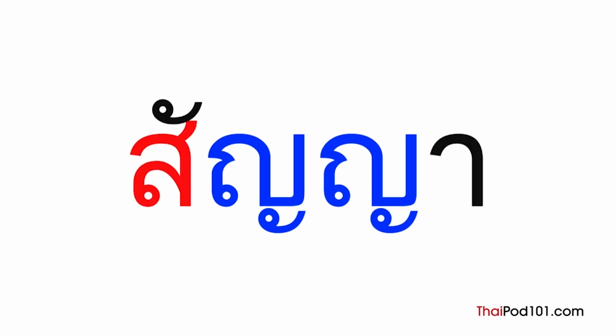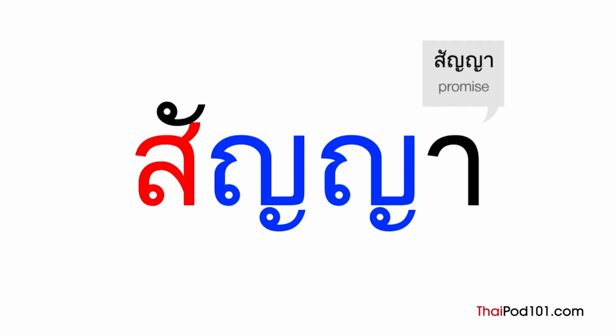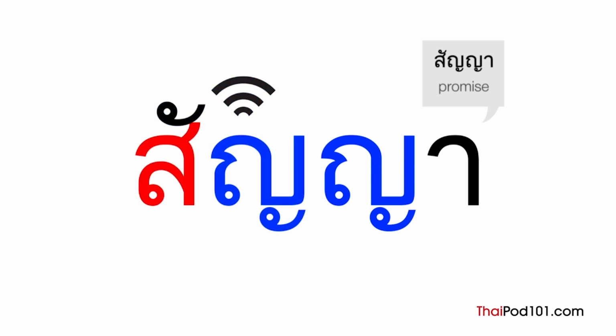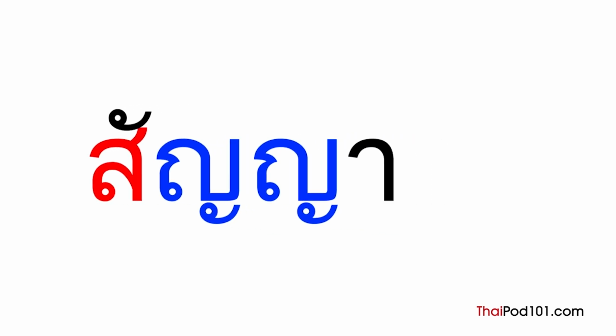For example, here's the word สัญญา which means promise. The first syllable has the initial consonant สอเสือ with the vowel sound สระอะ written using ไม้หันอากาศ. Then ยอหญิง is the final consonant. So the first syllable makes the sound สัน with a rising tone. The second syllable has the initial consonant ยอหญิง and the vowel สระอา, so it makes the sound ยา with a mid-tone. Let's write the whole word together.